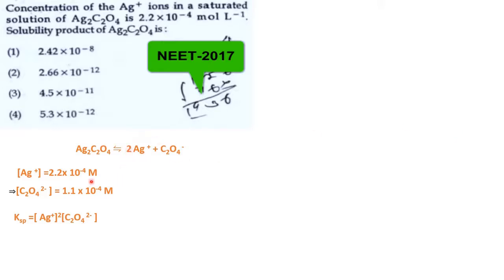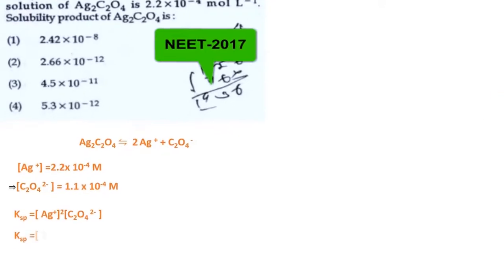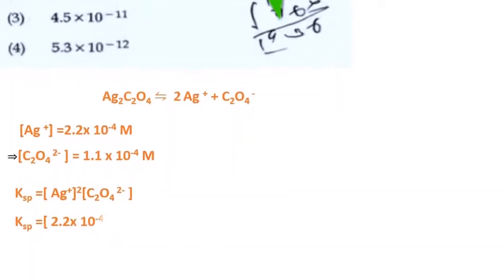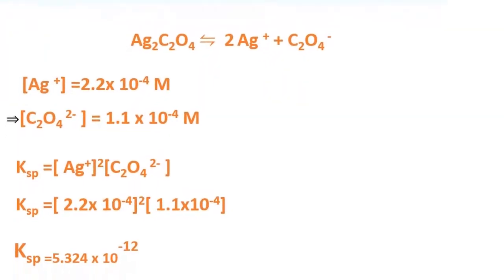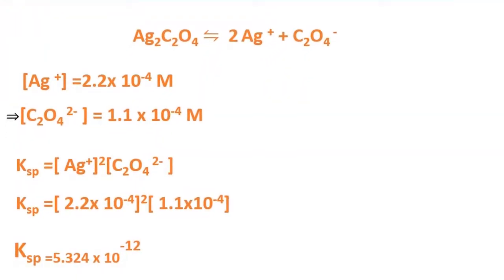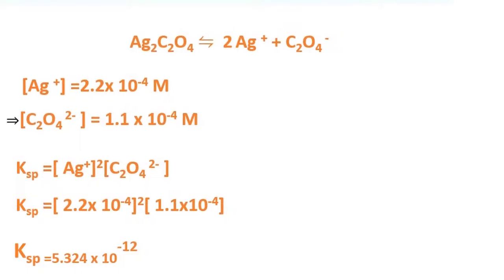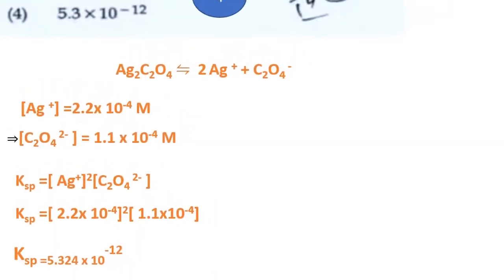So here the 2 Ag plus is here. So it is 1 mole of C2O4, here 2 moles of Ag plus is formed. So the oxalate ion concentration is 1.1 into 10 power minus 4 M. So writing Ksp by substituting the values of the silver ion concentration and oxalate ion concentration, you get the answer 5.324 into 10 power minus 12. Your answer is the fourth one.